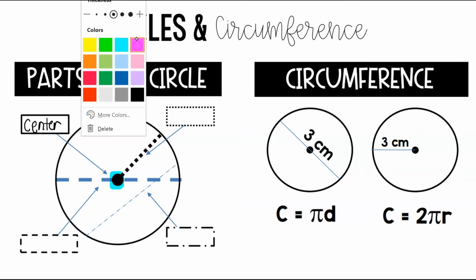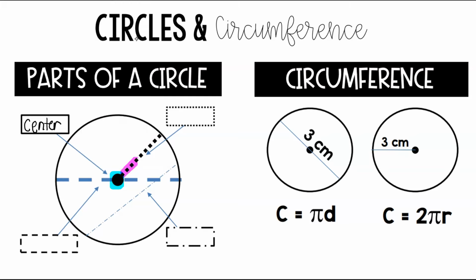This next part right here is pointing to this little dashed line with those little squares. That is going from the center to a point on the circle. So the distance from the center to a point on the circle is called a radius.